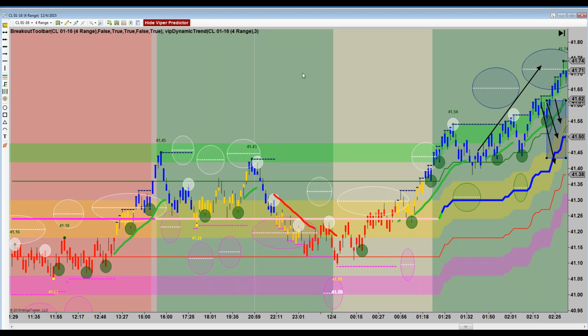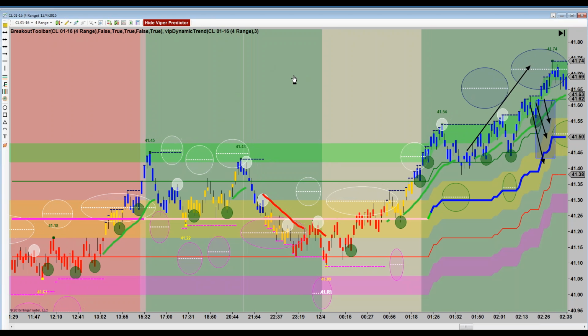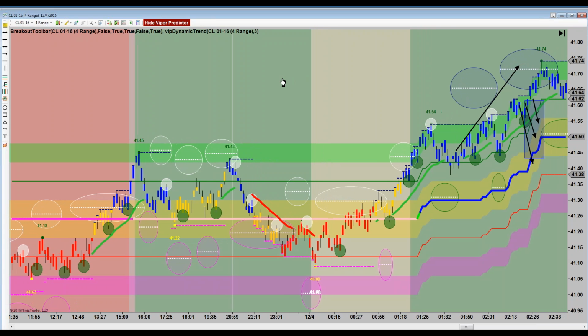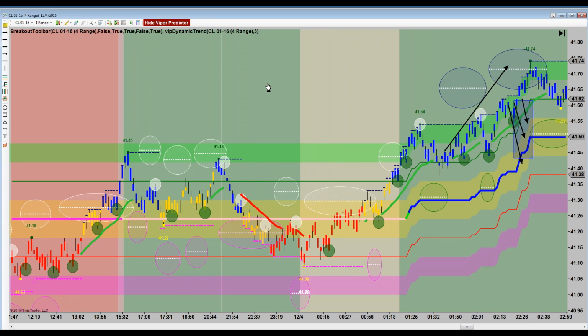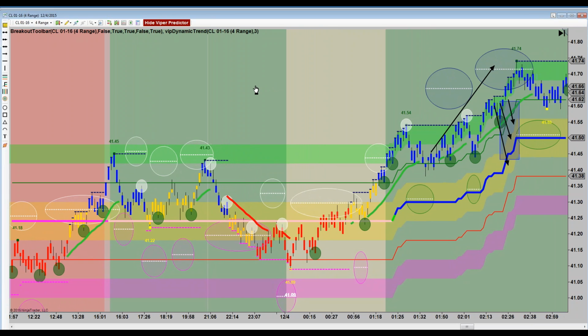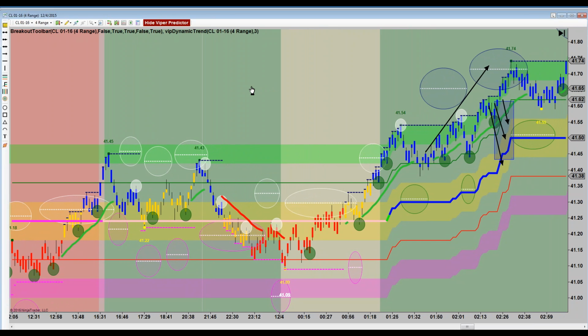Market ticks off the swing at 74. Starts to pull back a little bit, holding that swing, holding that swing. And what is it doing right there? What type of retracement was that? Shallow, mid, or deep? I'm talking about this retracement right here. Was it shallow, mid, or deep?